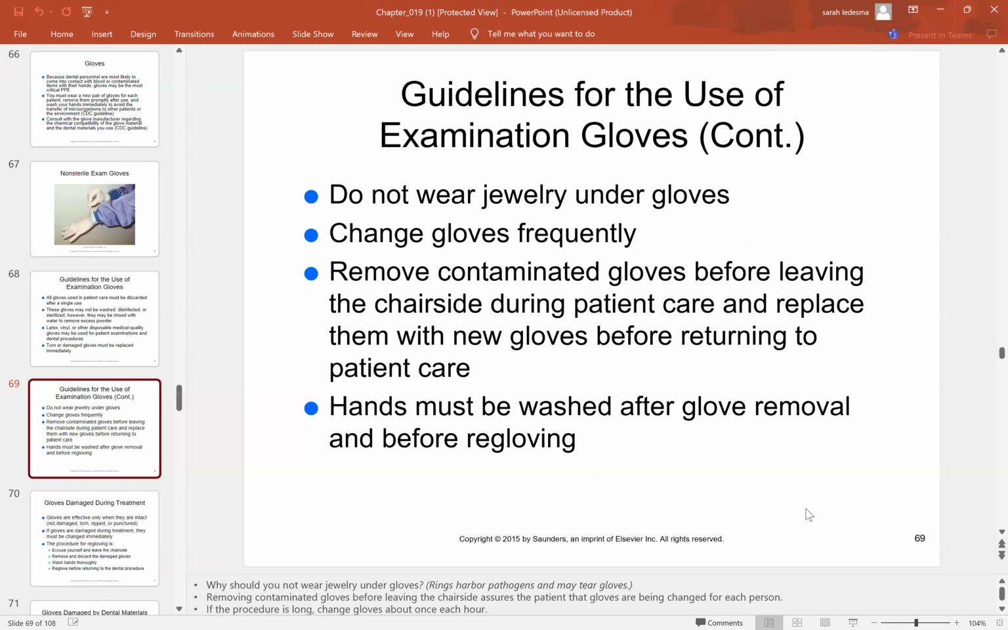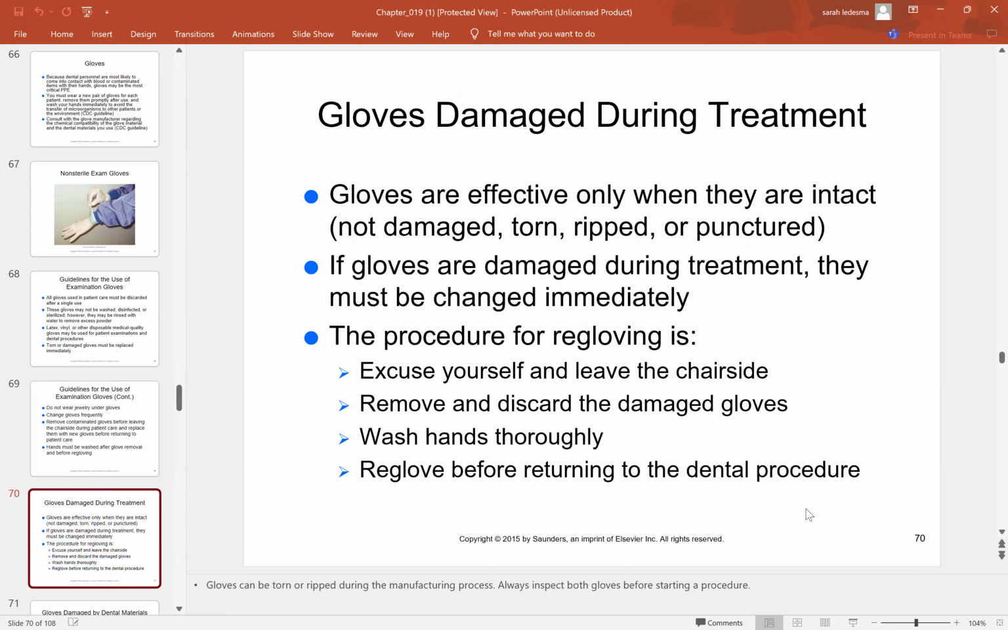Change gloves frequently. Remove contaminated gloves before leaving the chairside during patient care, and replace with new gloves before returning to patient care. Hands must be washed after glove removal and before regloving. Gloves are effective only when they are intact. If gloves are damaged during treatment, they must be changed immediately.